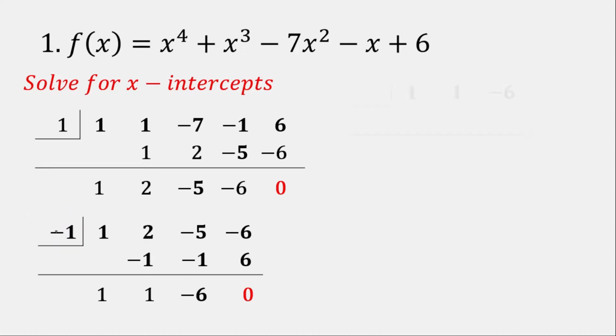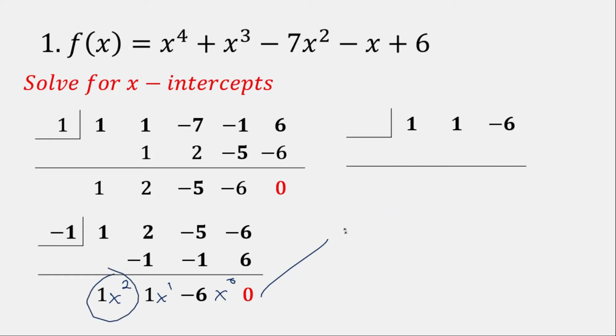So now let's try another using the remaining numbers, or you could just put the coefficients here: 1, 1, and negative 6. If you simplify this, you get x squared plus x minus 6. You could just factor this out.